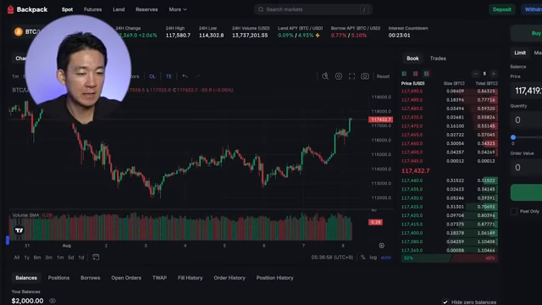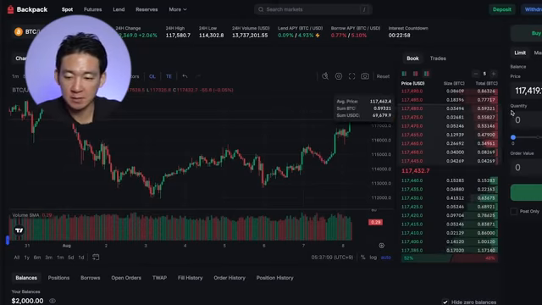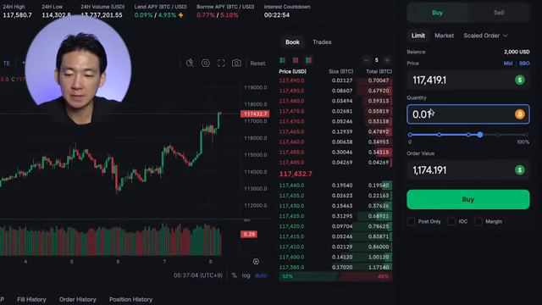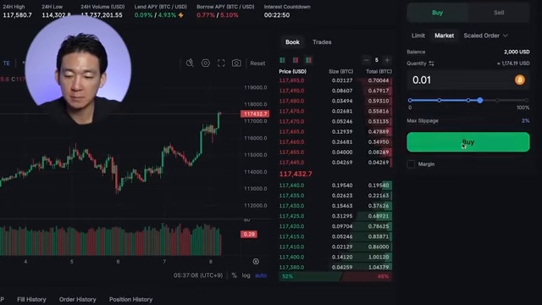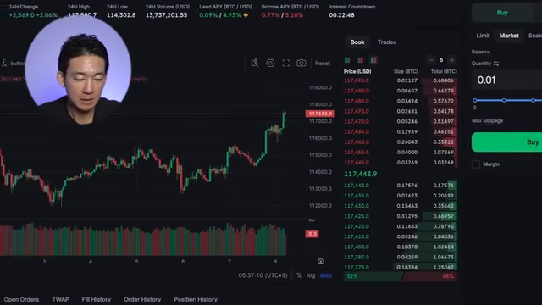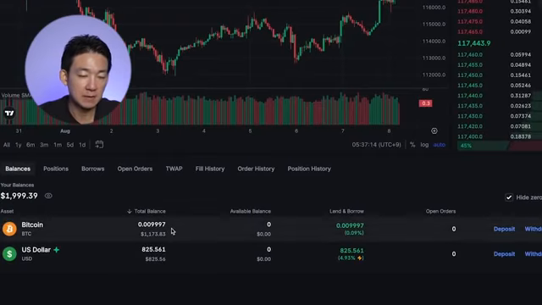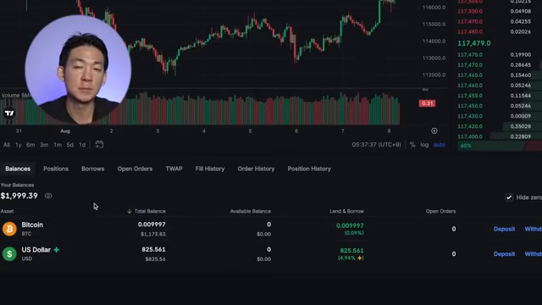I'm going to buy Bitcoin on spot now, let's say 0.01. I'm going to show you right away buying Bitcoin. So I'm going to use the market order, 0.01 Bitcoin, just buy, right? And I see roughly 0.01 Bitcoin in my portfolio. The original amount of this portfolio is about 2,000, okay?